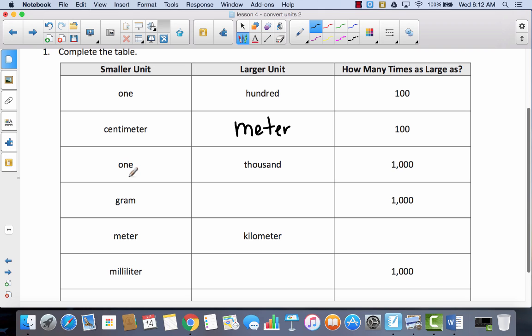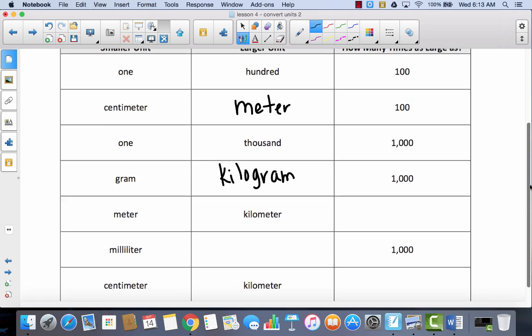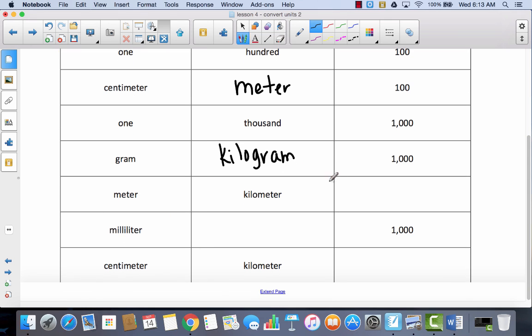So 1 is 1,000 times smaller than 1,000. So 1,000 is 1,000 times larger than a 1. So a gram is 1,000 times smaller than a kilogram. How many times as large is a kilometer than a meter? Well, 1,000, right? Because there's 1,000 meters in 1 kilometer. So there are 1,000 milliliters in what? A liter.